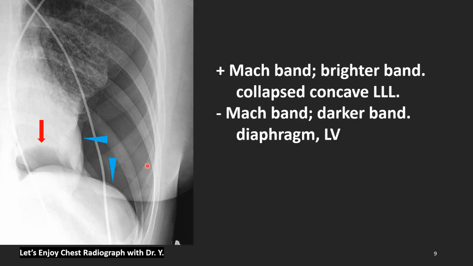We have met this film before, lymphangioleiomyomatosis with pneumothorax. This black pneumothorax of air is concave, and this left ventricle and diaphragm are convex with dense side. So these two are negative Mach band, and the collapsed left lower lobe of lung is denser than the free gas. So this is a positive Mach band.